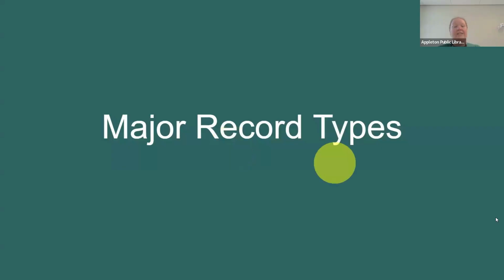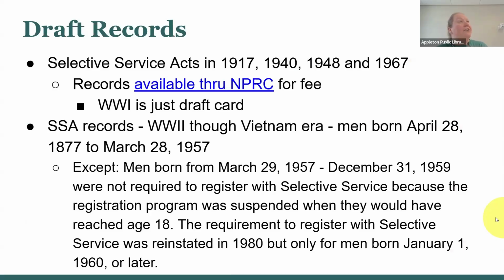So now we'll dive into the major record types. We talked a little bit about draft records last time when we talked about the Civil War. Of course, there were the Selective Service Acts that came out in 1917, 1940, 1948, and 1967. The great news is that you can order some records through the National Personnel Records Center for a fee.